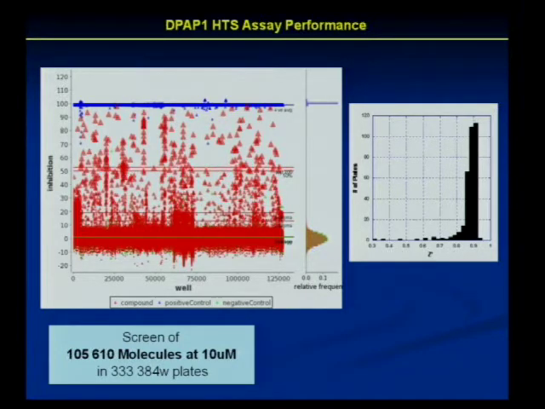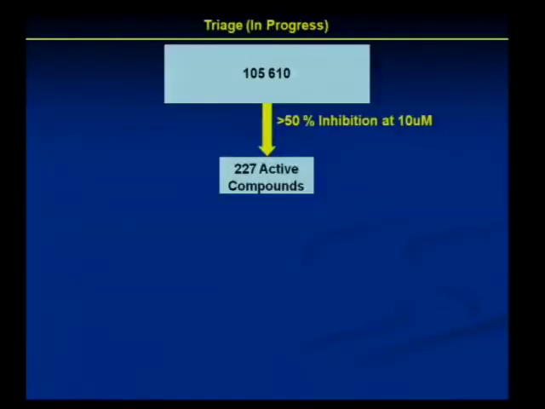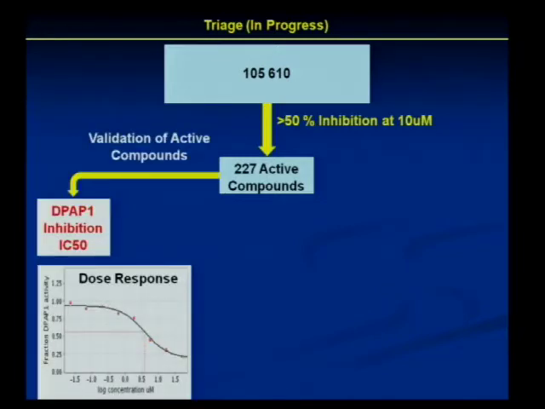Basically, everything above three standard deviations is a significant hit. We got about 1,000 compounds that significantly inhibit DPAP1. But we decided to take just the top 230, which inhibit more than 50% of the activity at 10 micromolar. So that's the process. We want to do a lot of things with those 227 here. The first thing is to validate them as DPAP1 inhibitors. For that, we do a dose response between 20 nanomolar and 50 micromolar, and see if we get a nice dose response that would validate those as real DPAP1 inhibitors.